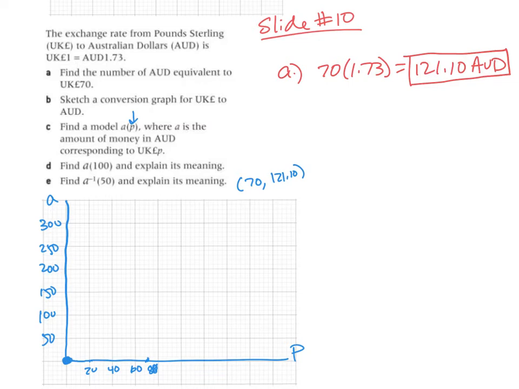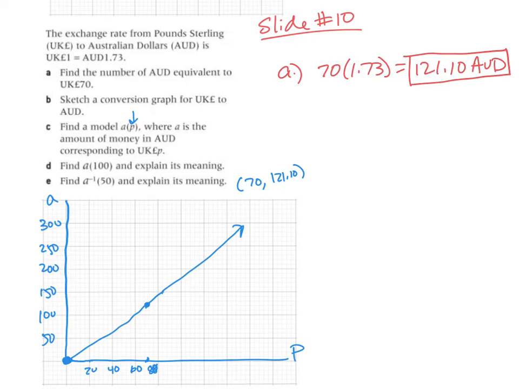And then I'm going to go to 121.10. So I'm going to kind of guesstimate where that is. 10, 20 would be about, let's see, I'm counting by 50s, so each of these is 10. So right about here-ish. Okay, and then I'll draw a straight line through those points. If I were using paper and pencil, I would use a straight edge. All right, so there's our conversion graph.